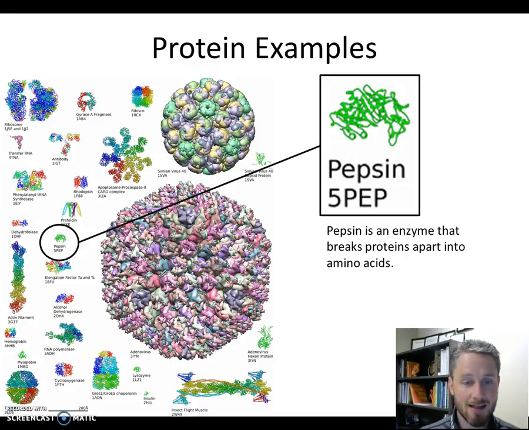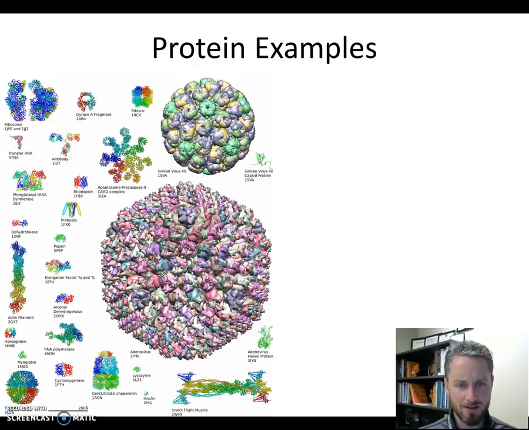Another example is this enzyme called pepsin. So over here we've got pepsin. We zoom in, here's what the pepsin protein structure looks like. Again, it's that chain of amino acids all folded up onto itself. It looks very different than an antibody. Pepsin's job is to digest or break apart proteins. So it breaks proteins apart into amino acids. So when you eat a big steak or a piece of fish, when you eat that protein, pepsin is one of the enzymes in your body that helps you digest it. All right, what's another example?